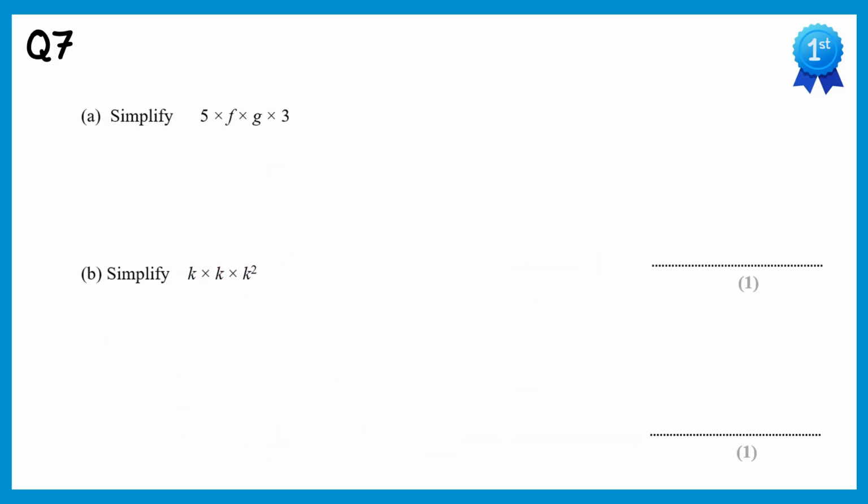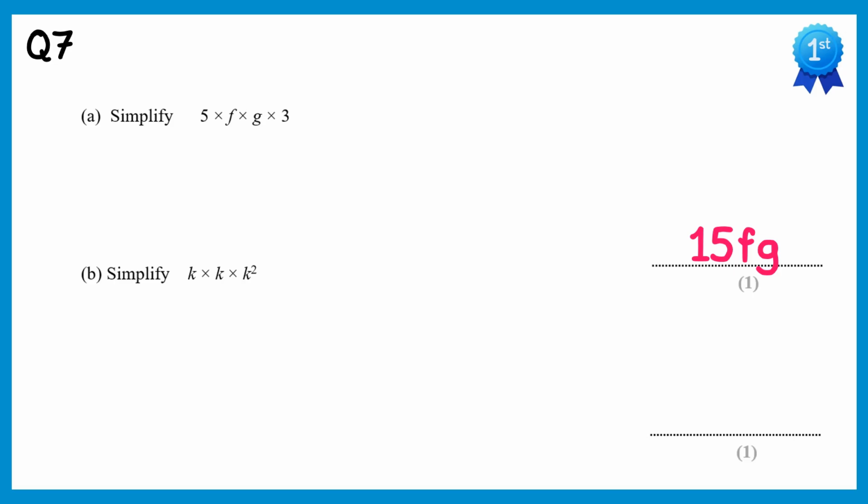In this question, we need to simplify. So when you multiply terms like this with algebra, we're first of all going to multiply the two numbers. So 5 times 3, which gives you 15. And then we need to multiply by f and g. And all we need to do here is just write fg. So when we have terms multiplied together like this, you don't write the multiply sign.